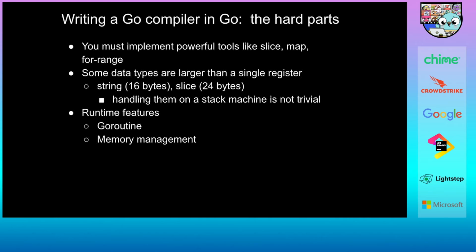On the other hand, these are the hard parts. You must implement powerful tools like slice, map, and for range. This is ironic, isn't it? And some data types are larger than a single register. Like string takes 16 bytes, slice takes 24 bytes. So there is no clear answer. Handling them on a stack machine is not trivial. You must design it by yourself. And also runtime features such as coroutine and memory management are very difficult to implement.